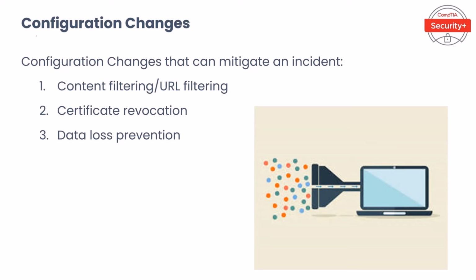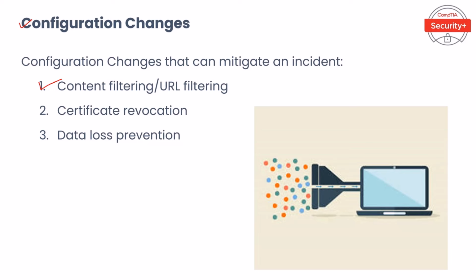Now let's talk about configuration changes. When systems can't be shut down, the impact of an attack can often be mitigated through temporary configuration changes. In addition to firewall and application configuration changes, which are discussed shortly, the following changes can mitigate an incident. First is content filtering or URL filtering. Content filtering is particularly useful for limiting email and web content from known sources. During an attack, filters may need to be adjusted to limit further damage.